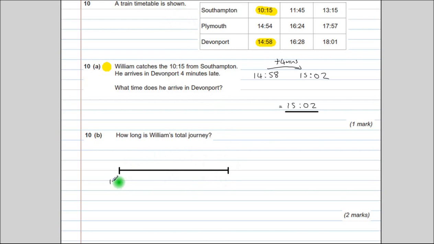So if he starts at 10:15, and in part A we worked out he arrives at 15:02, all we've got to do is see how far it is from 10:15 to 15:02. And I'm going to do this in several jumps. So I'm going to start at 10:15 and I'm going to add on just enough time to get me to 11 o'clock, because that's a nice round number. To do that, I need to add 45 minutes.